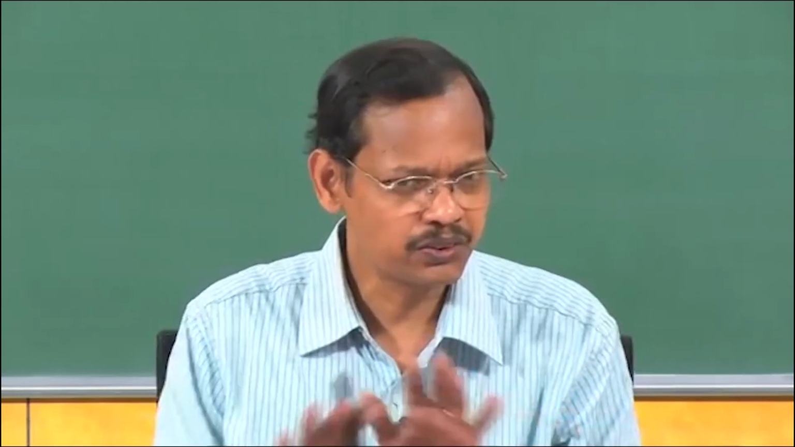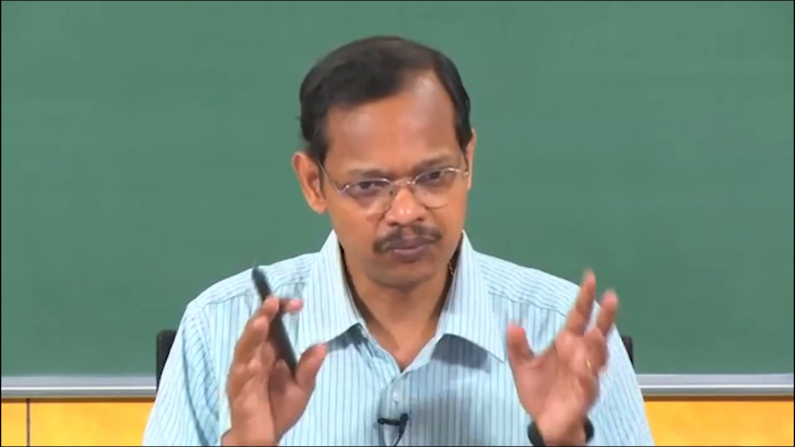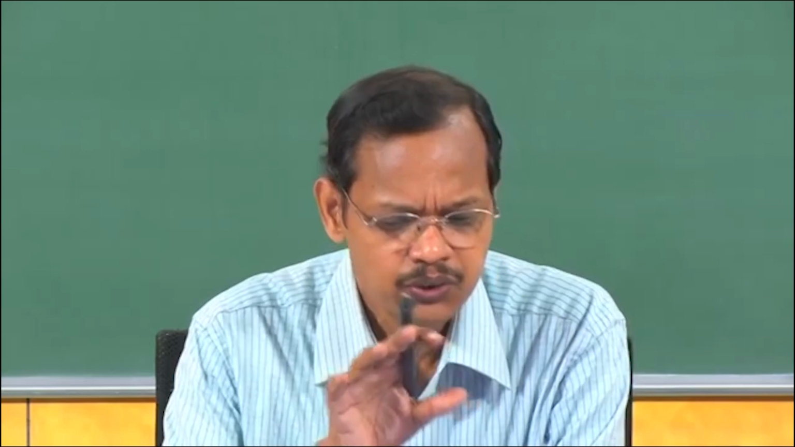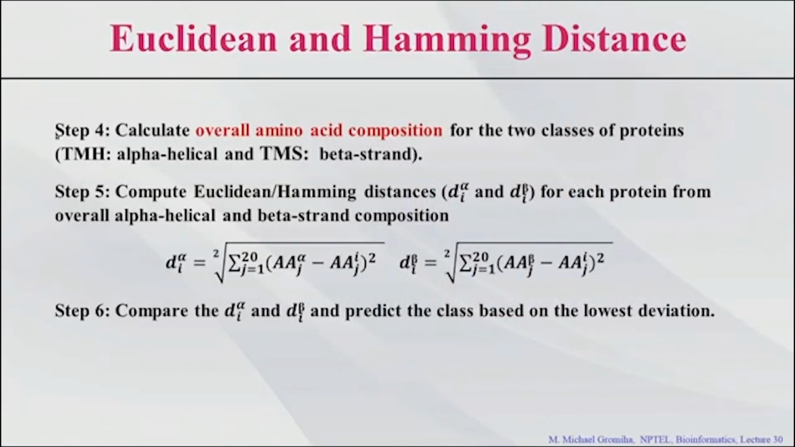So, you can take the composition as an important feature to classify these two types of proteins. I will show you the prediction accuracy, or performance, if you use the composition as the feature. First we talk about the statistical methods. We can get the overall composition. For example, if you have 500 or 1000 proteins, take all the proteins and compute the overall composition for the helical proteins as well as for the TMS proteins.